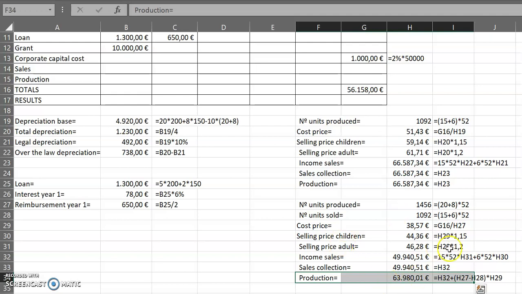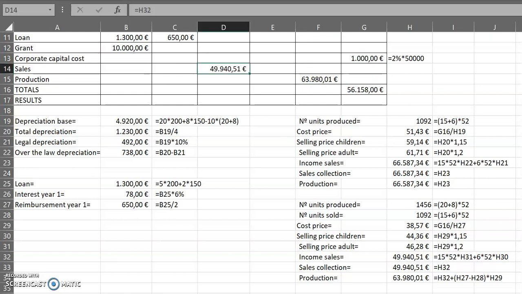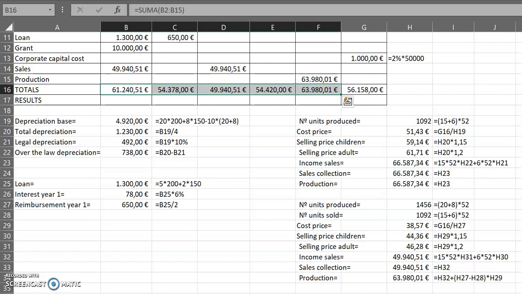I'm transferring this last information to the chart. So here we will place the production. In production, I will place also here as an income sales, and as a collection, sales collection. Once I have this, I have all the information I need, so I can do totals for each column and I can calculate the results.